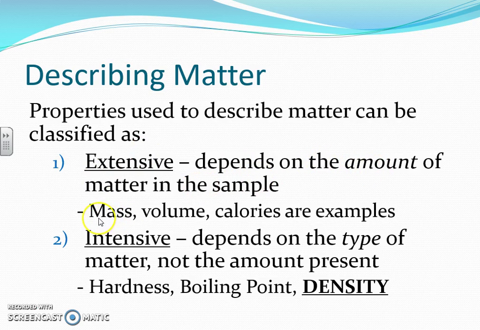So if I have a small pile, it weighs a little bit. If I have a bigger pile of something, it would weigh a lot more. So mass is definitely extensive. Same thing with water. I could have 1 drop of water, and I would have a small volume. I could have 10 drops of water, and I would have a bigger volume. So volume tends to deal with the amount.